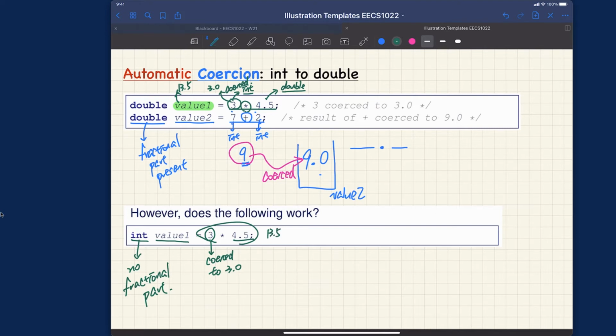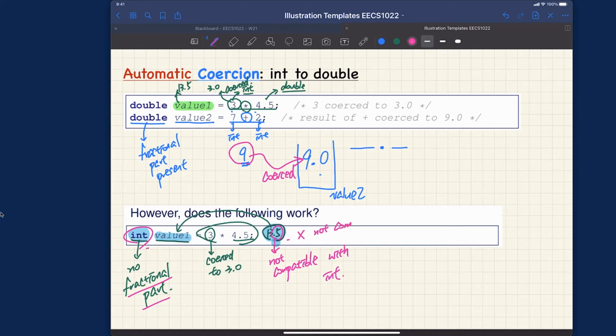Now, if you're trying to store 13.5 into value1, it's not going to be type correct, because whenever you assign some value into some variable, the value must be compatible with the declared type. Now 13.5 is not compatible with integer, simply because the 0.5 over here is not allowed for integer type. So this will simply not compile.